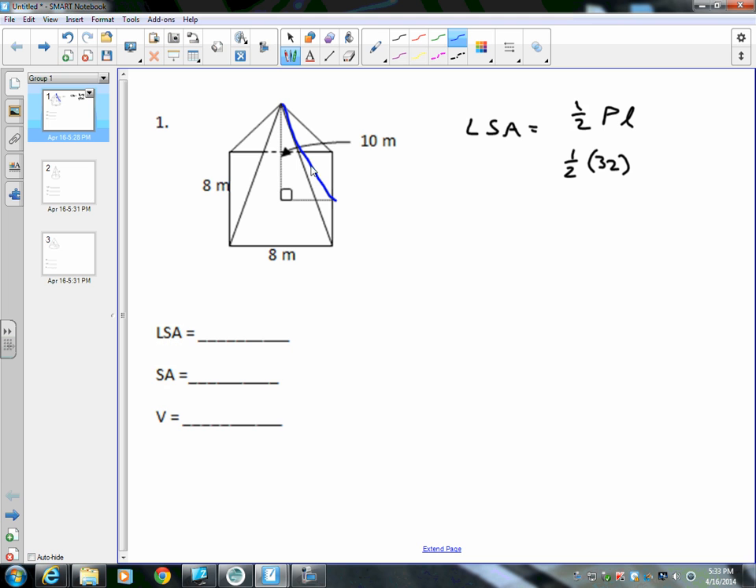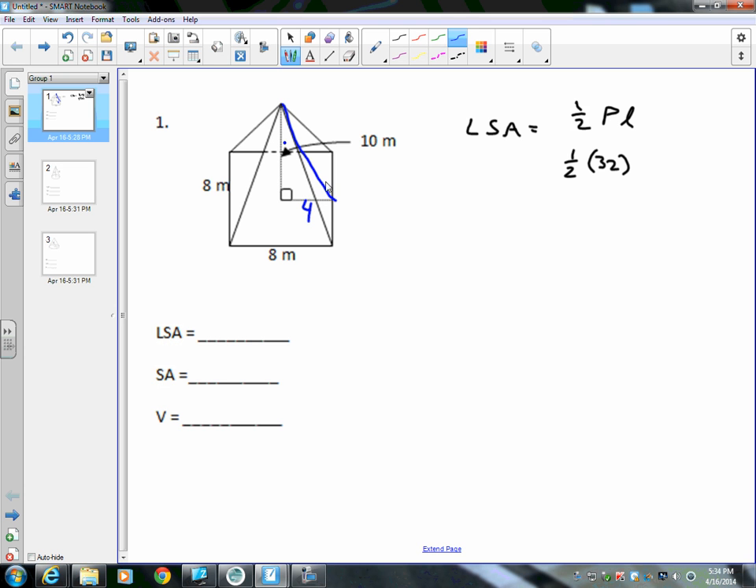Well, we know that 10 is this thing right here, what we call the height. This is part of the base, but it's not the whole base. We know that if this is 8, we're going to say that this is half the base, so 8 divided by 2, which is 4. And this is always true for any square pyramid or a rectangular pyramid.